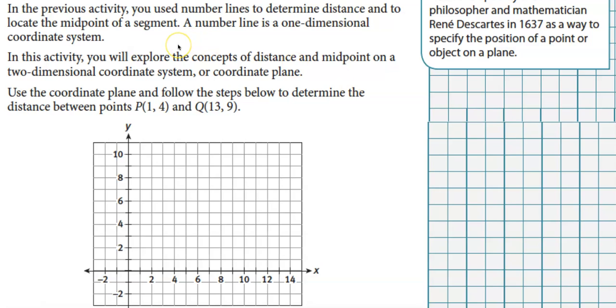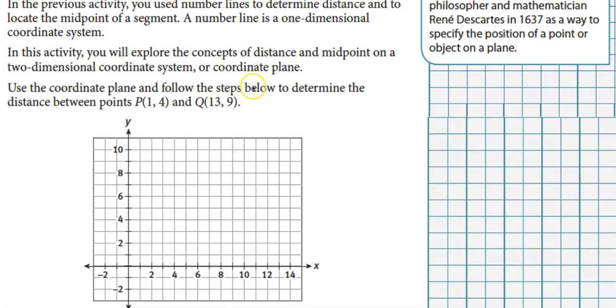So in the previous activity, we used number lines to determine the distance and to locate the middle of a segment. But a number line is a one-dimensional coordinate system. Now we're going to look at a two-dimensional coordinate system, which is known as the coordinate plane. Here is an example of a coordinate plane below. You've seen it in your previous math courses.